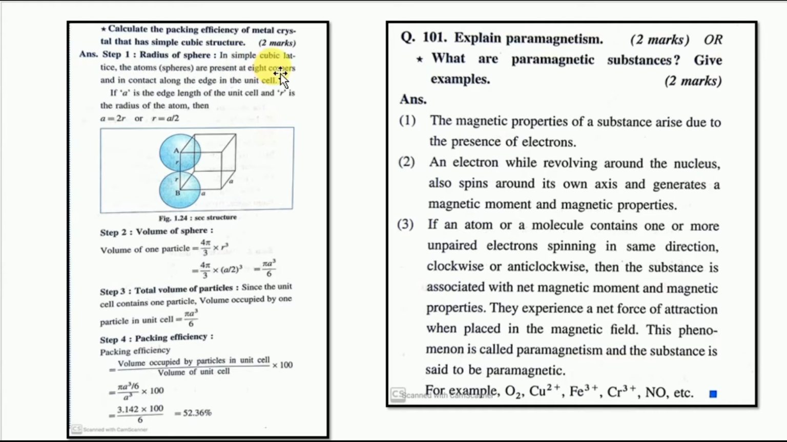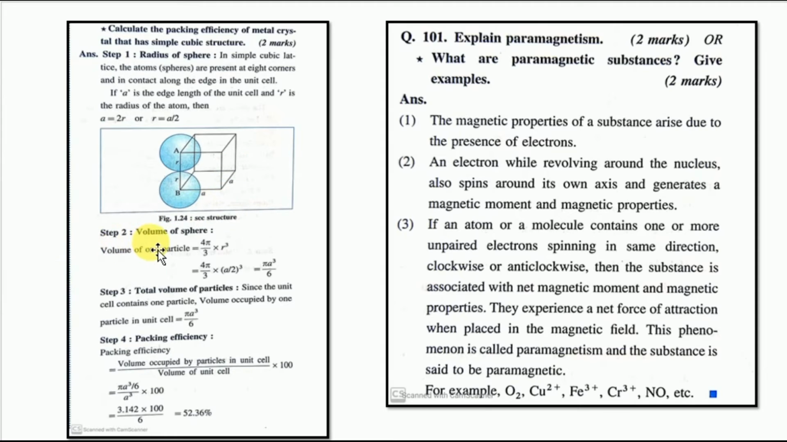In simple cubic lattice, the atoms, meaning spheres, are present at 8 corners and in contact along the edge in the unit cell. If A is the edge length of unit cell and R is the radius of the atom, then A is equal to 2R, or R is equal to A upon 2. So here is the diagram of SCC structure and the values are labeled.